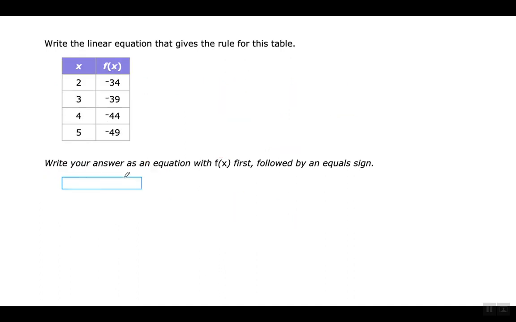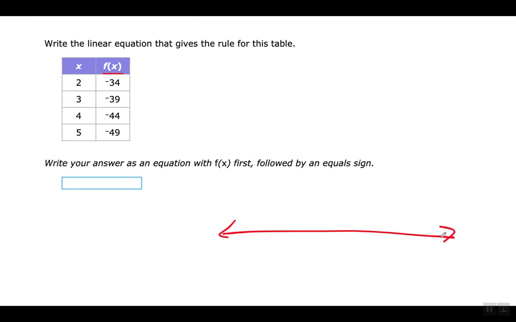Okay, now look at this one. All right, the x values are going up by 1, just like always for today. Okay, now look at the f of x values. To get the slope, let me ask you a question. Okay, are the numbers going up or are the numbers going down here? Are they going up or down?